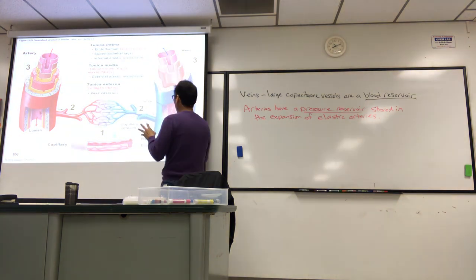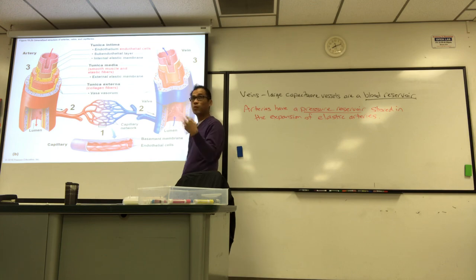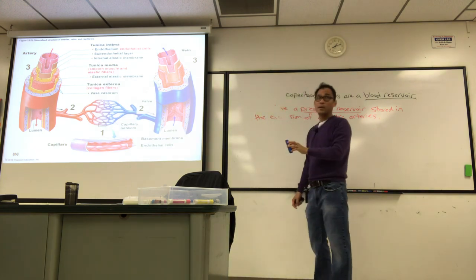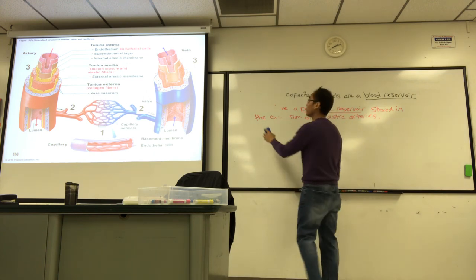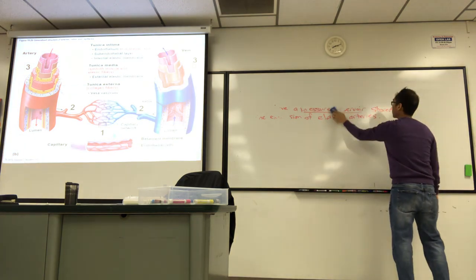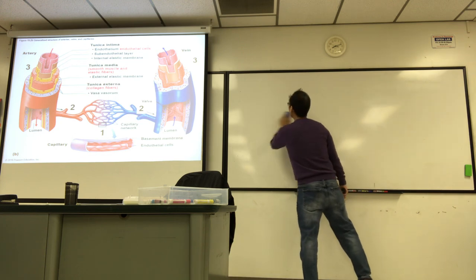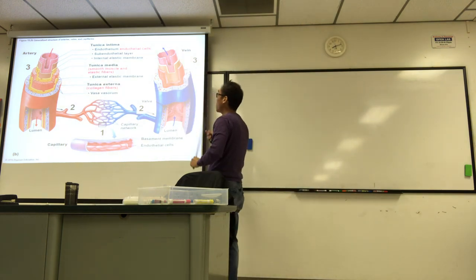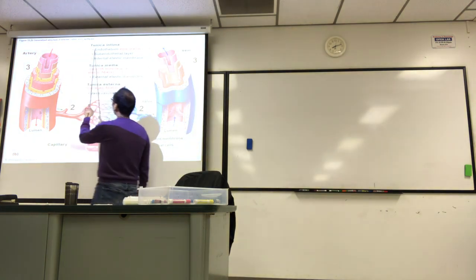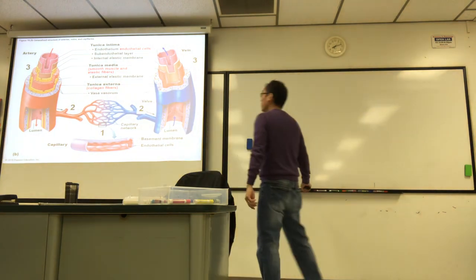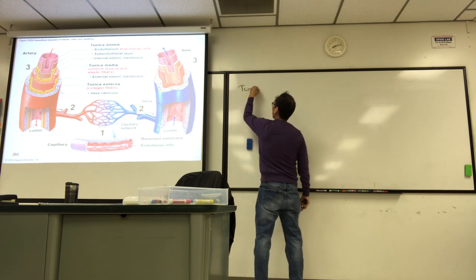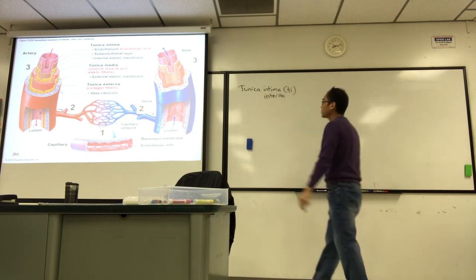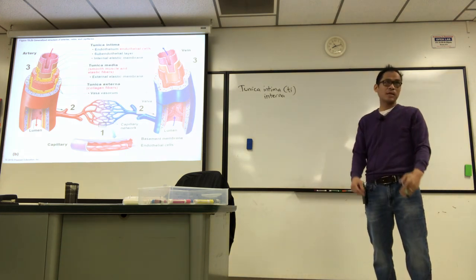So let's talk about the biggest ones first, because they have all three layers or tunics. Think of a tunic as a layer. And the whole job of blood vessels is to hold the blood. So these are the layers surrounding the blood that they hold. Well, the innermost layer of arteries and veins is called an endothelium. And this innermost tunic is called the tunica intima. Tunica intima. Your book may say tunica interna, same thing. You can use it, it's fine. I usually abbreviate it TI for short. It's intimate with the blood. It's the internalmost layer. It touches the blood.